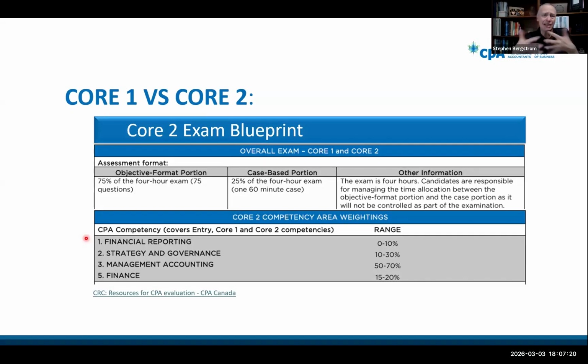There is some, and that's because the different areas of accounting overlap. They interact, they connect with each other. You can't really look at management accounting or financial reporting without having some impact on the other. 10 to 30% strategy and governance, 15 to 20% finance, and you see where the bulk of the weighting in the exam is. 50 to 70% of the exam is management accounting.